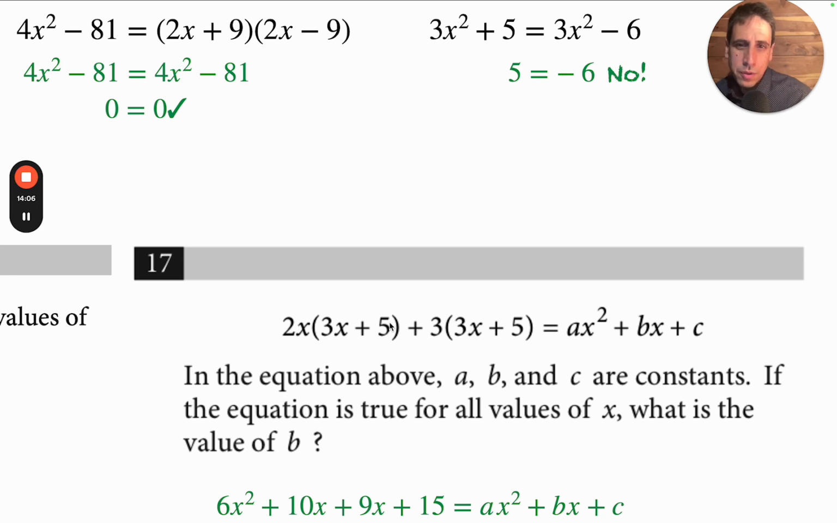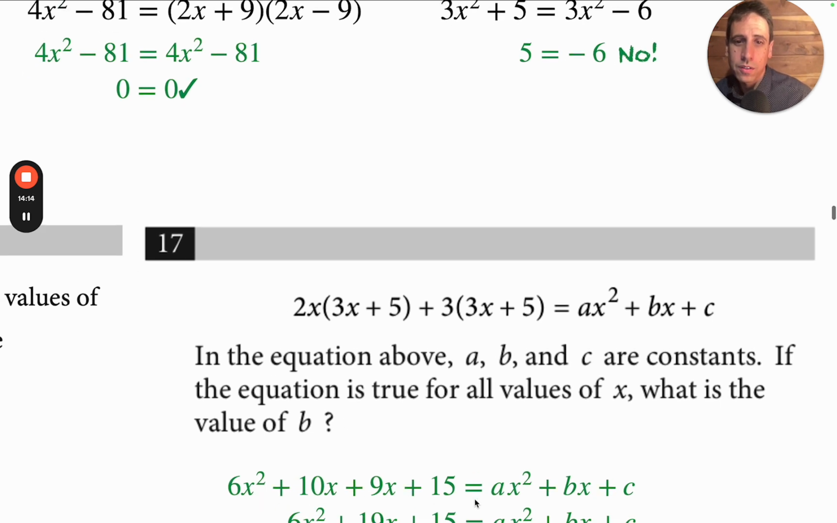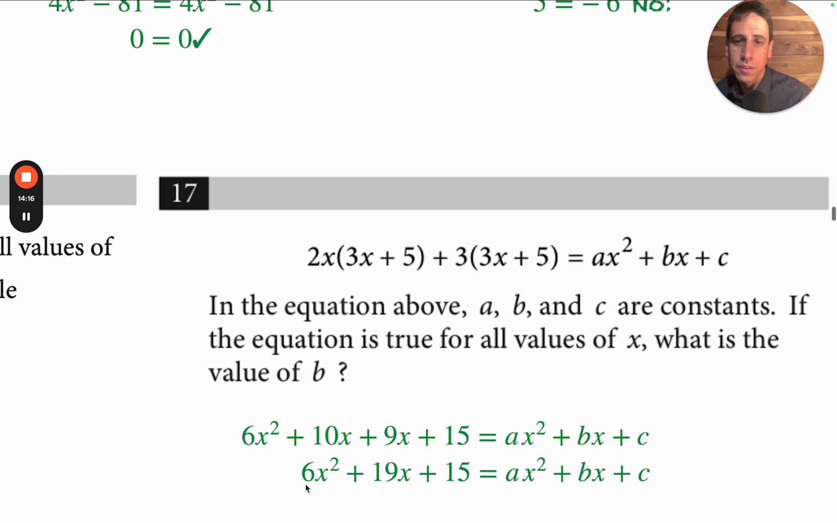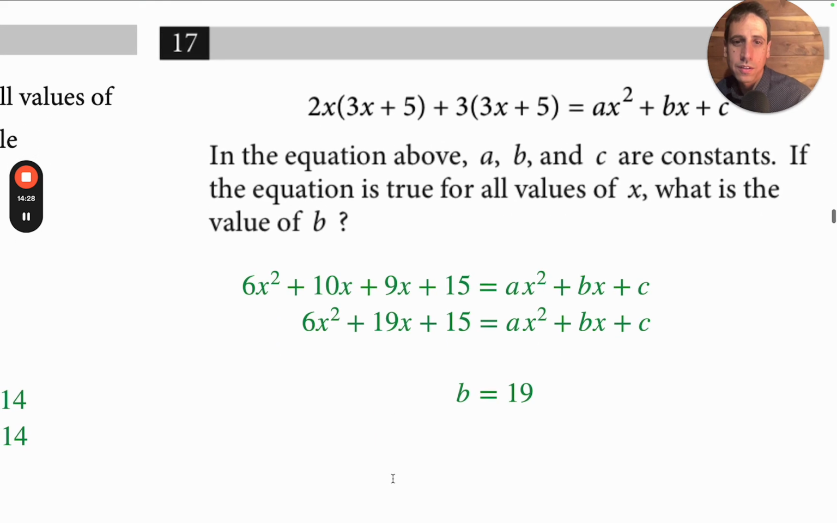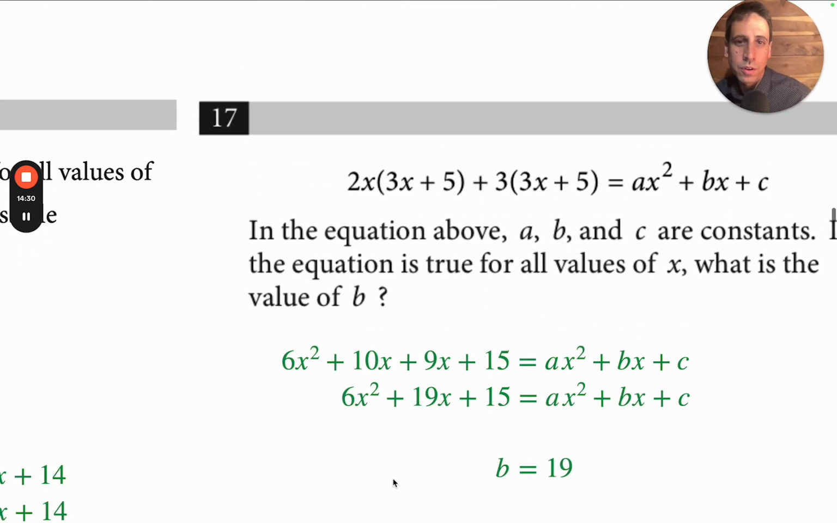Well, I see a whole lot of parentheses here. I guess one thing I could do to play around with it a little bit would be to distribute. So if you distribute this and distribute this, we get this here. Collecting the terms, 6x squared plus 19x plus 15 is equal to ax squared plus bx plus c. What is the value of b? That would be this term right here, which is 19. b is equal to 19, and you can report that the answer is 19.